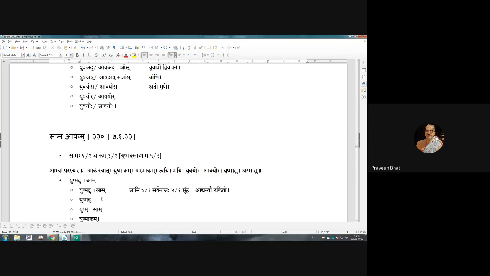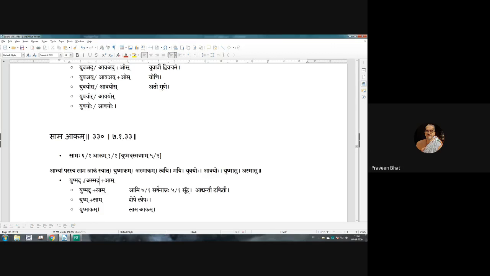Yushmad plus, okay, first even before that, already done that. So here what will happen? Yushma plus Akam, by Sheshe Lopa has been applied. Sheshe Rupa you can apply, take away, and then apply this sutra as Akam, Sama, Akam. Thereby Sama is replaced by Akam, and this Varna Melana will give Yushmakam.